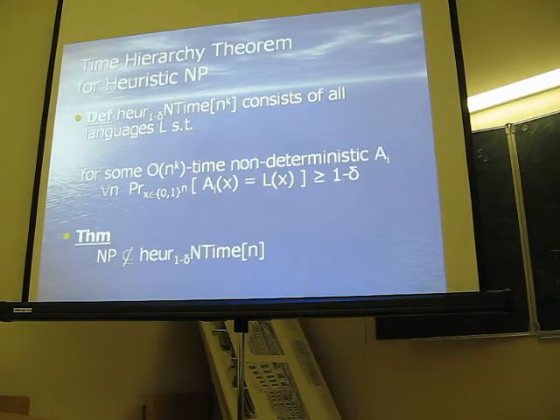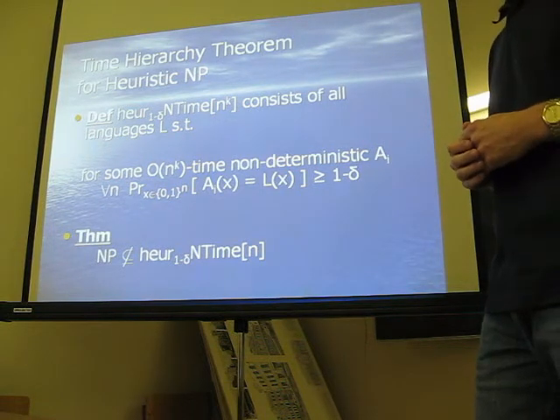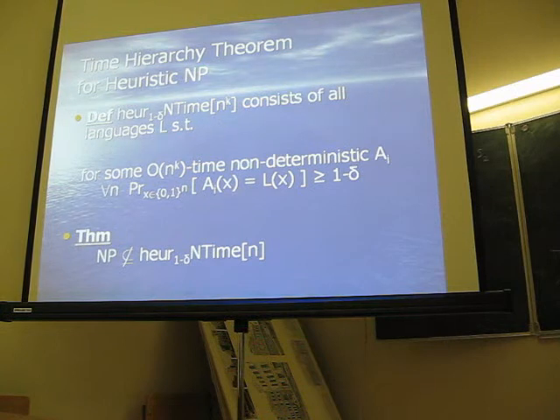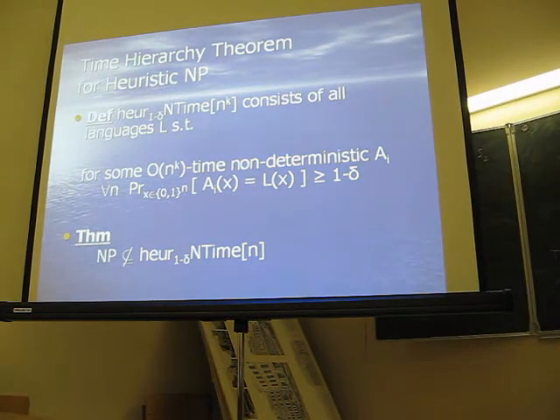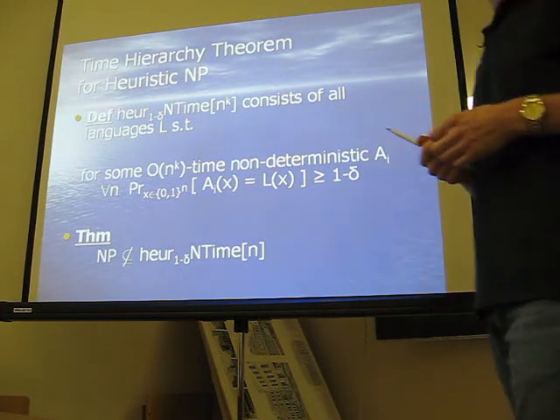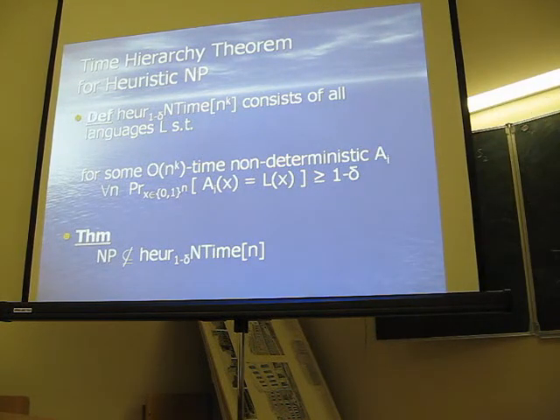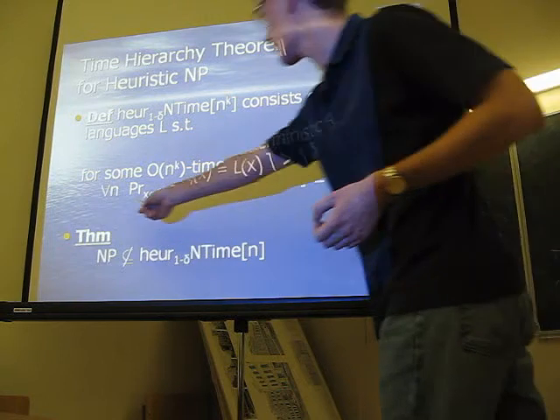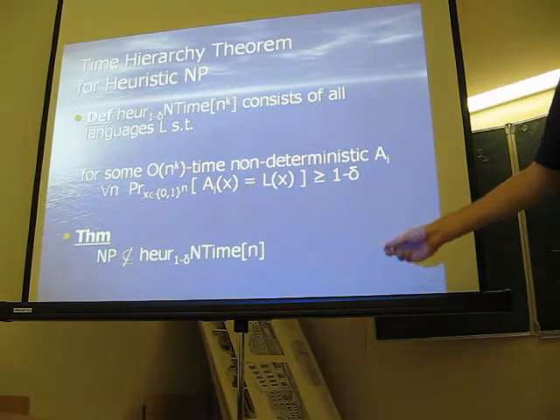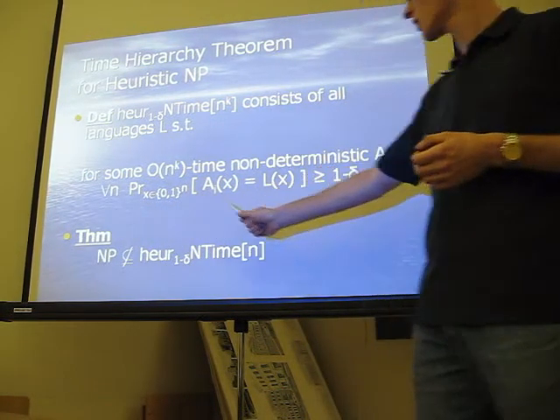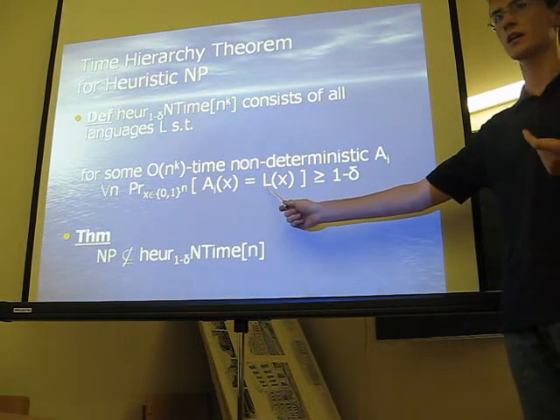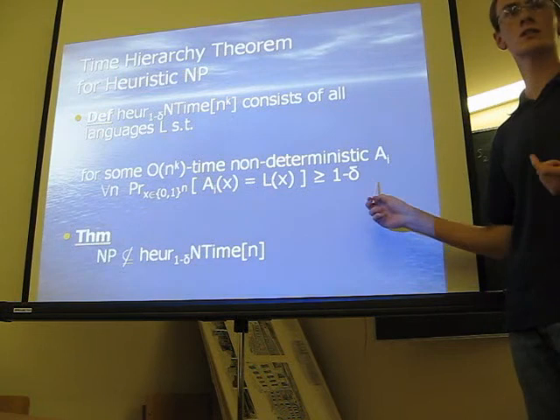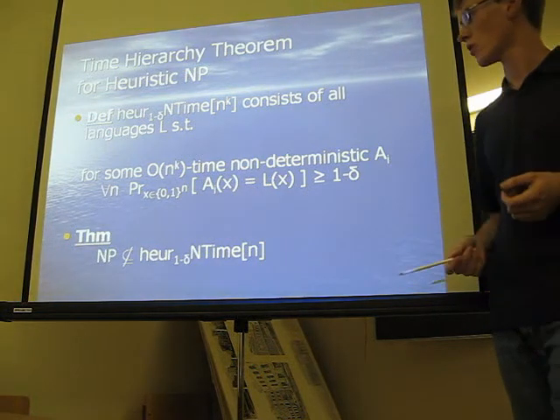So, again, I introduce one more class of languages just to make things more precise. Okay, so this class: a language L belongs to this class if there exists some n to the k time non-deterministic machine A such that the following holds. This means that machine A correctly computes the predicate L on at least 1 minus delta fraction of all inputs of every length n.